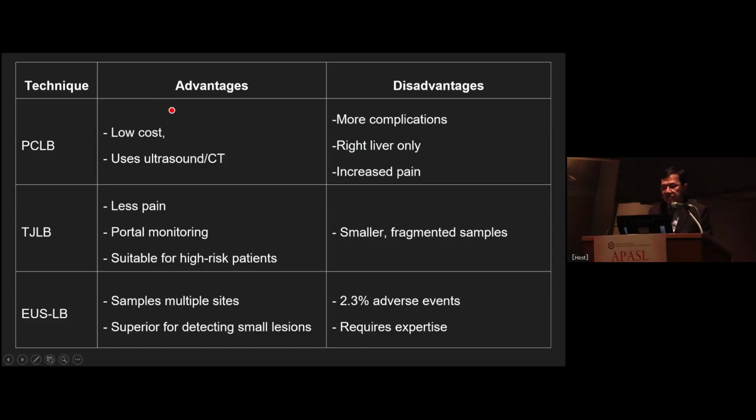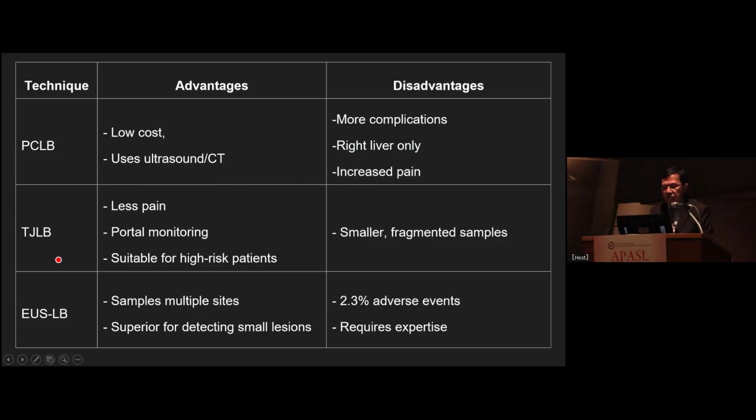So overall, if we compare percutaneous liver biopsy, transjugular liver biopsy, and EUS guided liver biopsy, percutaneous liver biopsy is conventional, popular, and low cost. And if you want to use ultrasound guide or CT guide, it's possible. However, it has a relatively higher complication rate, and it's mainly focused on the right liver lobe only. So the left lobe or the caudate lobe will be difficult. And also it causes pain because it's done through the skin.